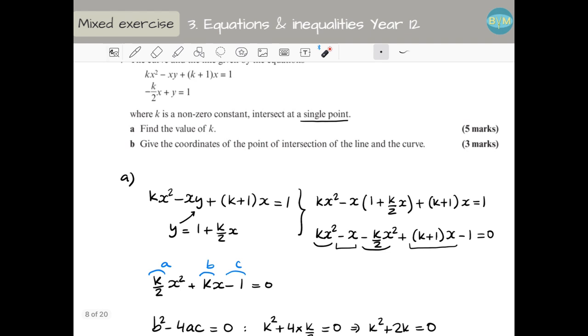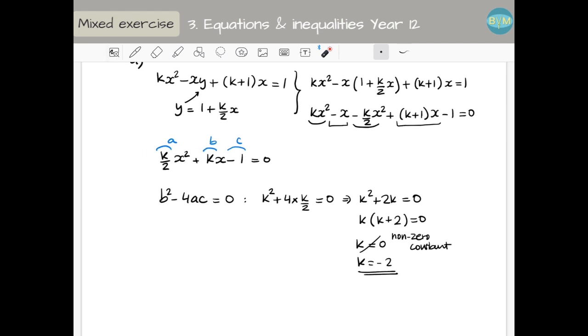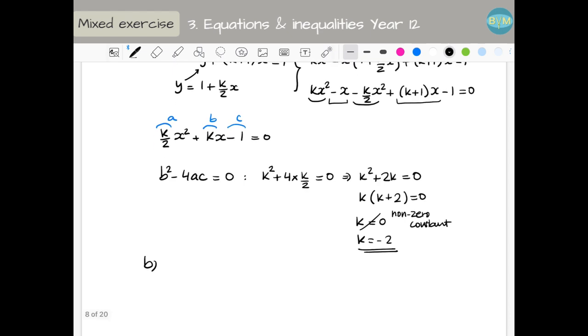Then for b, give the coordinates of the point of intersection of the line and the curve. So now that we know our value of k, which is minus 2, to find x, we are going to solve this equation. And we are going to find that there's only one value, and if not, we are in trouble. It's something we've done wrong. So k is minus 2, minus 2 divided by 2 is minus 1, so I have minus 1x squared, then minus 2x minus 1 equal to 0.